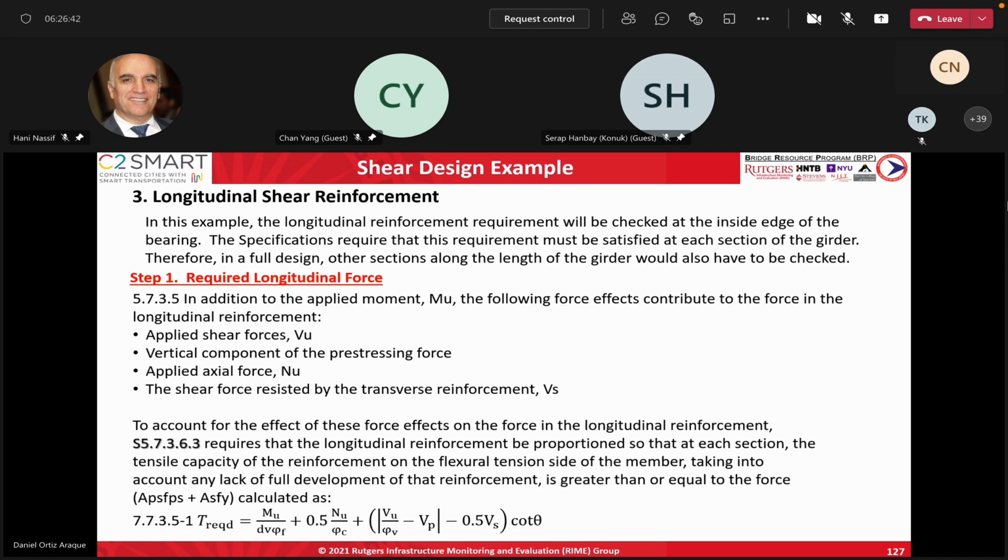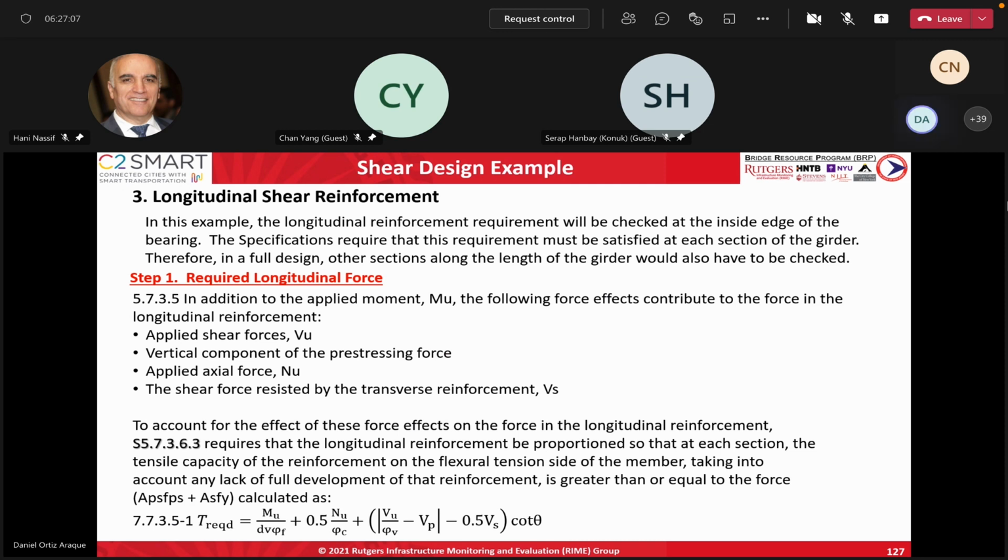And now we're going to calculate the longitudinal shear reinforcement. For this example, we're only going to check at the edge of the bearing. In the specifications, it will be required at this section of the girder. So if you had to do a full design, you have to check along the length of the girder.